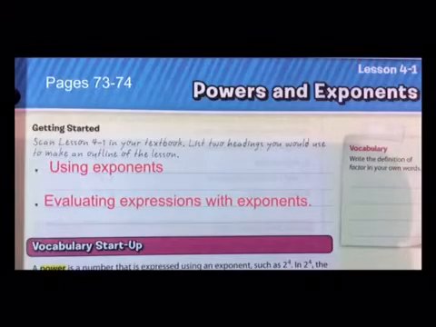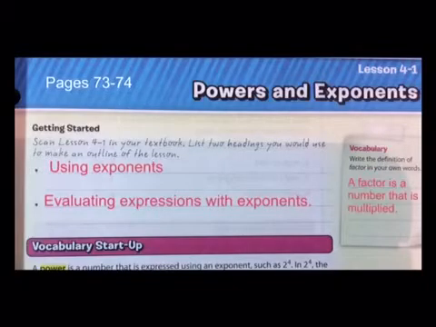Okay? A quick review here on the side. Write the definition of factor in your own words. Well, what is a factor? A factor is a number that can be multiplied, right? Here you can write whatever you want, but this is my definition. A factor is a number that is multiplied, but you can write in your own words what you think a factor is. Okay, moving on.